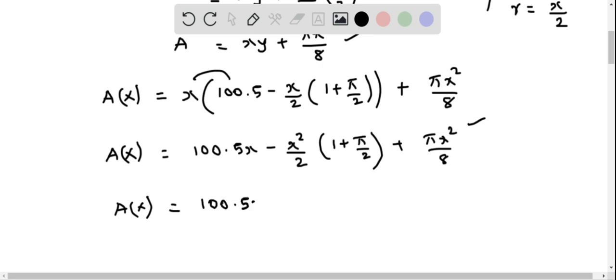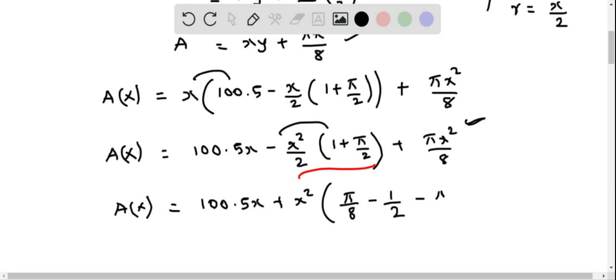So this becomes 100.5x plus, I'm factoring the x squared. First let me consider this term. I have pi by 8, so I put pi by 8. Now I'm factoring only x squared from this term, so the first term will be minus 1 by 2 times 1 if you do the distribution. So I put this minus 1 by 2. And the next term will be minus 1 by 2 times pi by 2, which is minus pi by 4. So these are the factors that we get after we factor the x squared.